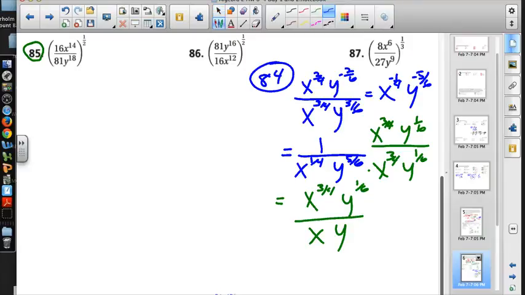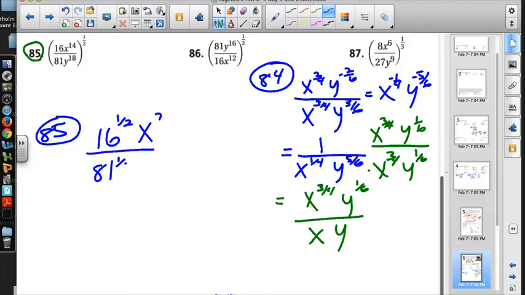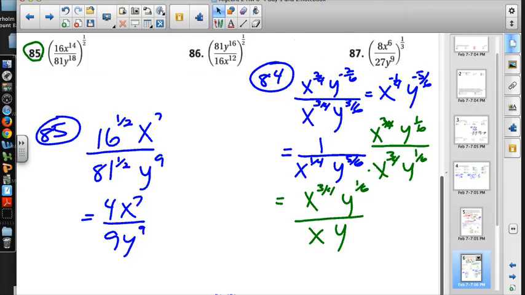Number 85. This one I'm going to do a little bit differently. I'm going to distribute that 1/2 right away, because 1/2 is square root. And I notice that I have some really nice numbers for square root. So 14 times 1/2 is 7. And then 81 to the 1/2, of course, that's a perfect square. And y to the 9th when we distribute that. So this will be 4x to the 7th over 9y to the 9th. And that one's done. So that worked out pretty doggone slick for number 85.